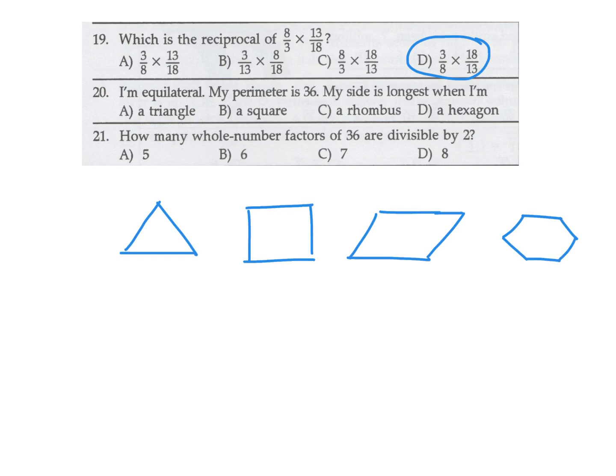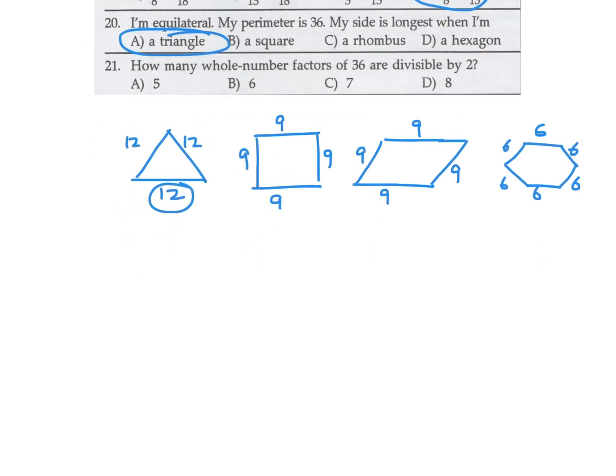So if the perimeter is 36, then each of these sides is 12. The perimeter of 36 for a square would mean each of those sides is 9. And I believe that's the same for the rhombus, or at least I hope it is. 36 divided by 6 is 6, so each of those sides is 6. So, looking at the diagrams, which side is longest? Well, the 12, and that happens when I am a triangle.